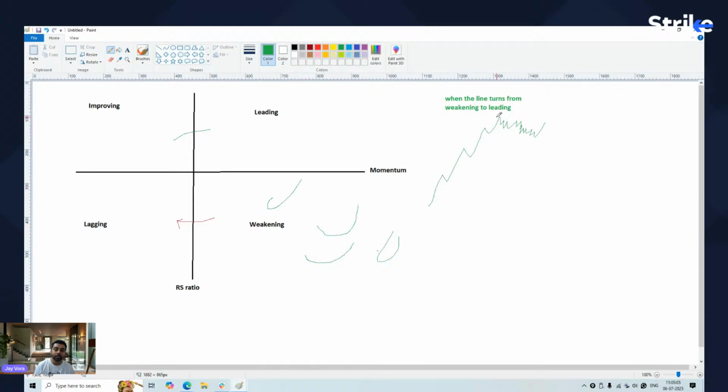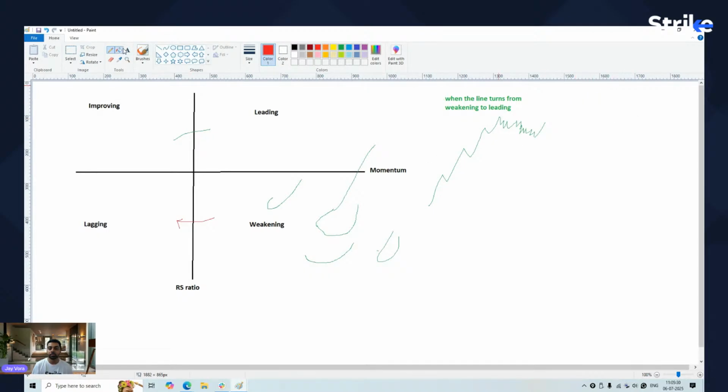And then when it actually breaks out, or starts performing well, you will see the RS ratio also turning around and doing very well, and that's where the journey back to leading also starts. That's where you can make money, and you can easily find the stocks which are rising higher.